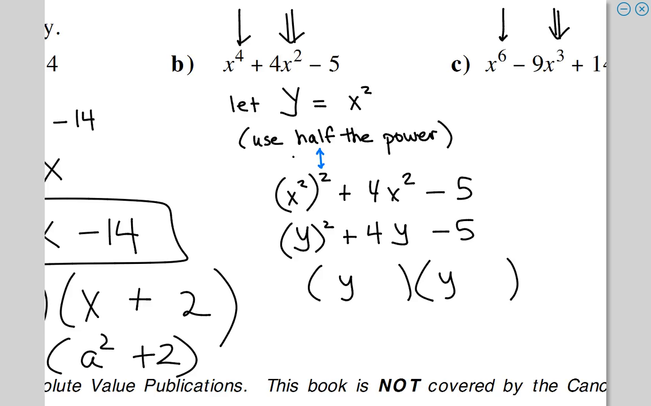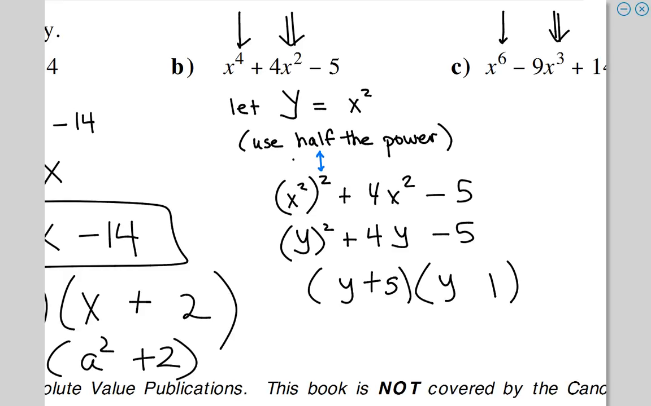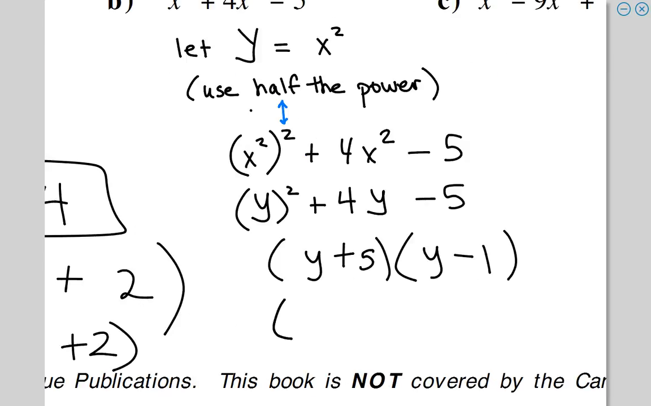So 5 is prime. So I mean it has to be 5 and 1, right? Now decide on the sign. Right. And how do you know that's so quick? If the middle term is positive, then the bigger number has to be positive. So plus 5 and minus 1. And then re-sub back in. We know that y is x squared plus 5. And then y is x squared minus 1.